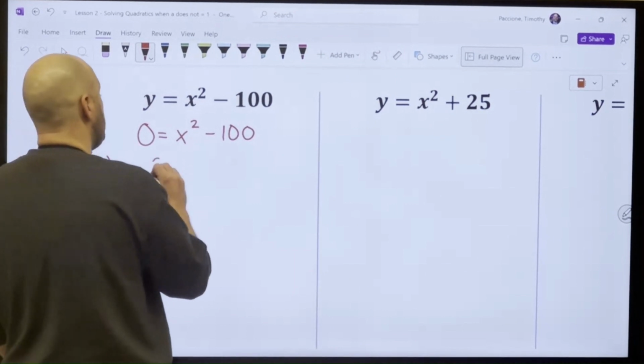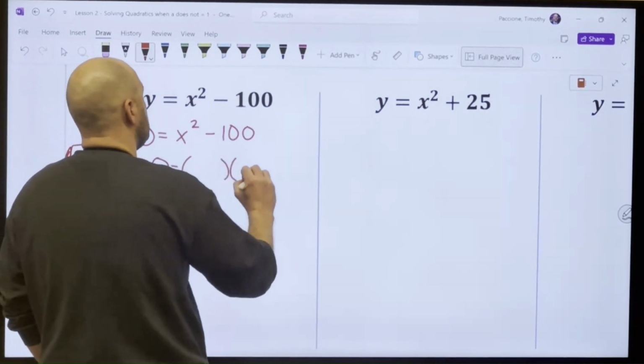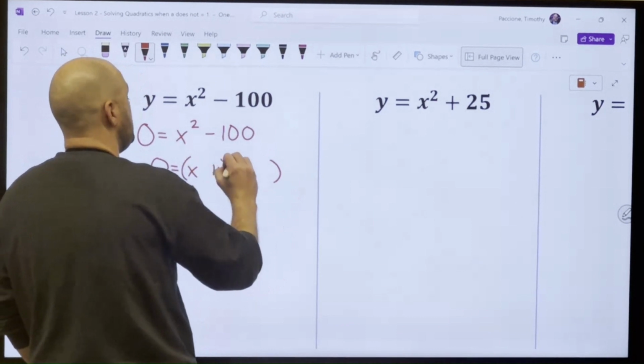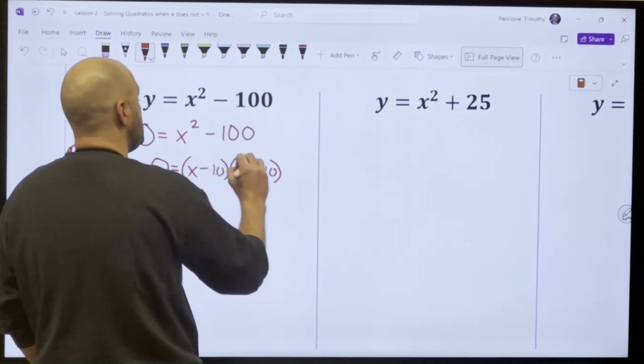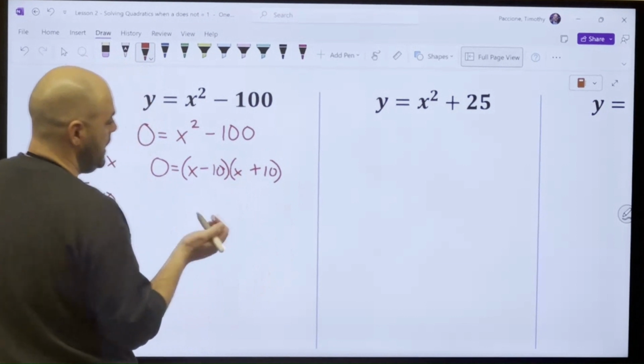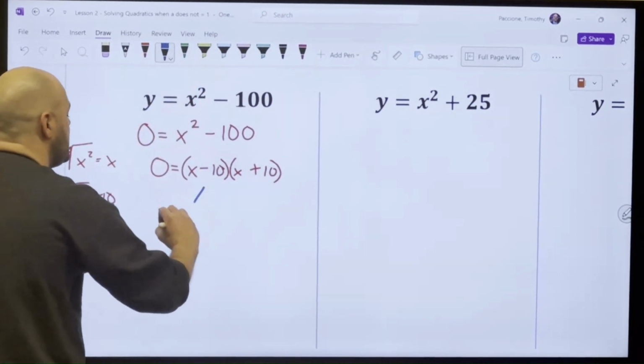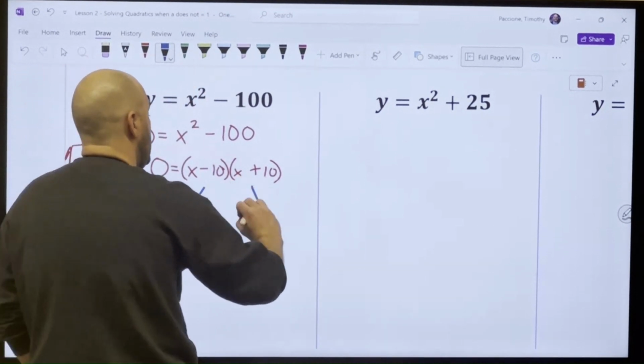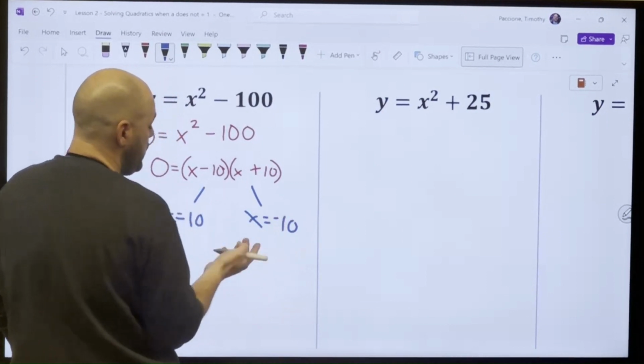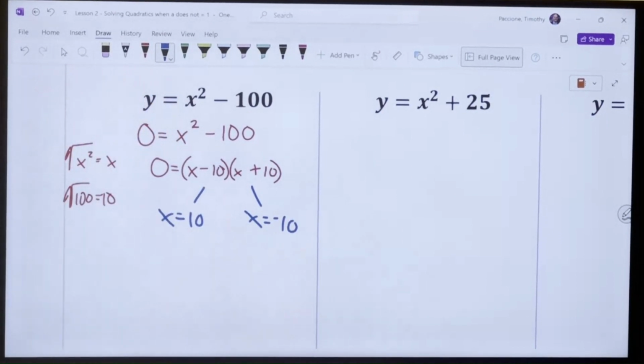So that means you could rewrite this as x minus 10, x plus 10, and now you can solve from there. x equals 10, x equals negative 10, or in other words, x equals plus or minus 10. See how quick you can do that when you know you have a difference of perfect squares. Okay? All right, so let's try another one.